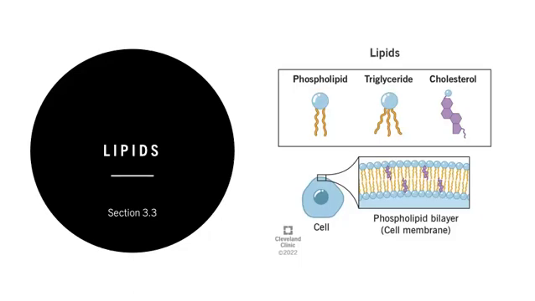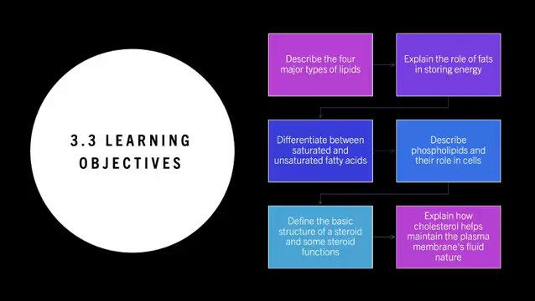Hello and welcome to section 3.3, where we're going to discuss lipids. Our learning objectives here are to describe four major types of lipids, explain the role of fats in storing energy, differentiate between saturated and unsaturated fatty acids, describe phospholipids and their role in the cell, and define the basic structure of a steroid and some steroid functions, and explain how cholesterol helps maintain the plasma membrane's fluid nature.